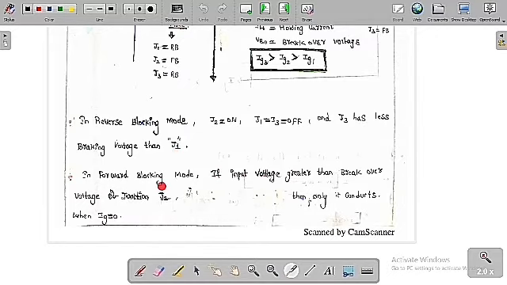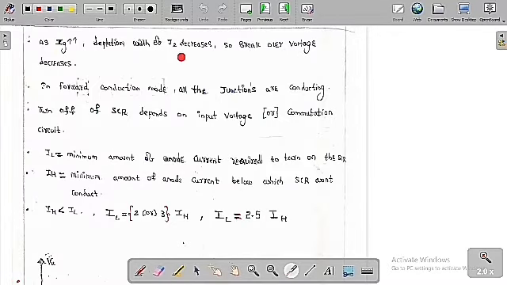In forward blocking mode, if the input voltage is greater than the breakover voltage of junction J2, then only it conducts when Ig is equal to 0. I have already told you in the forward blocking mode, J1, J3 are forward biased, but J2 is reverse biased. So the applied voltage should always be greater than the breakover voltage of junction J2, then only it is going to conduct. Until that, the current will be 0. If you increase the gate current, then the breakover voltage of junction J2 is going to decay. As Ig increases, depletion width of J2 decreases, so breakover voltage decreases. If the gate current increases, the depletion width of the junction J2 decreases, so the breakdown voltage of junction J2 decreases.